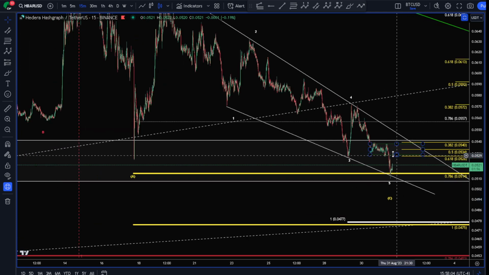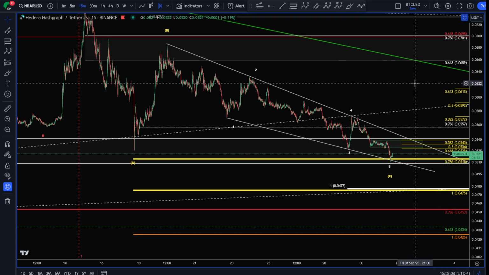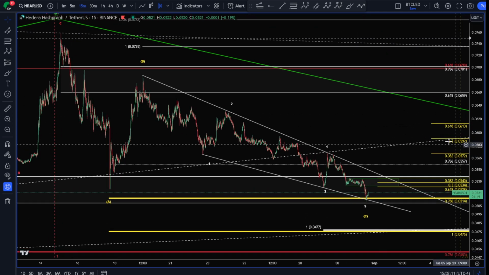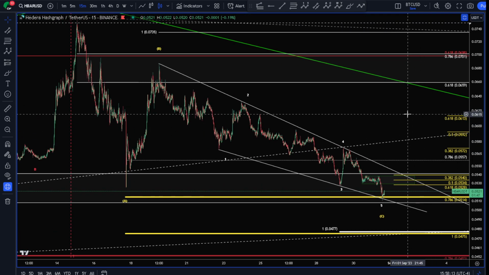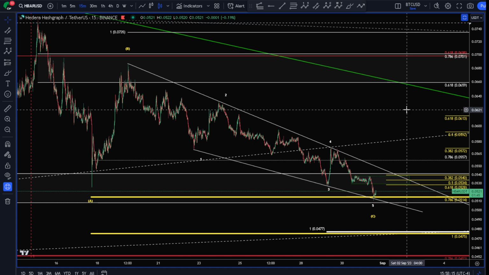Remember, this can come lower if we start to break down. Invalidation is at 4.77 cents for this, but it looks done to me. But we'll see what we get off of here. Hopefully next video have a nice entry for you.